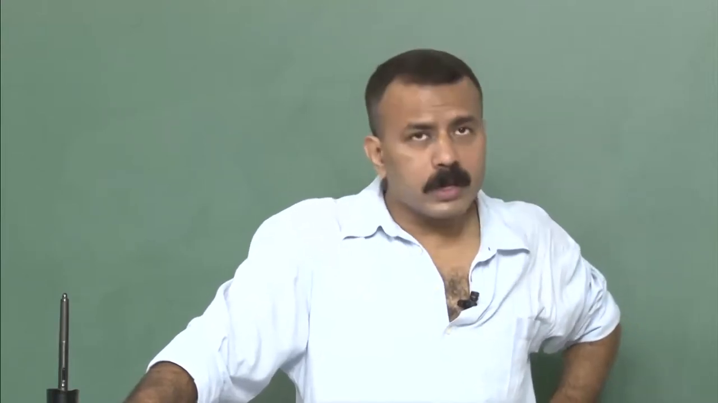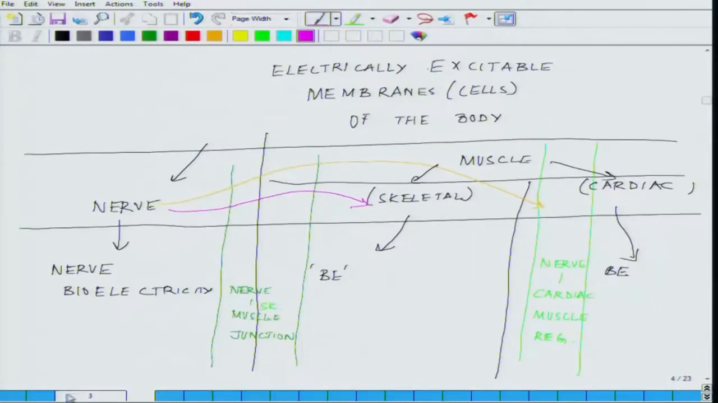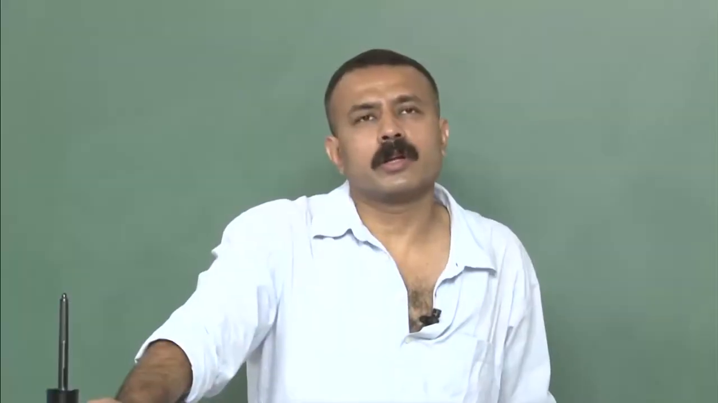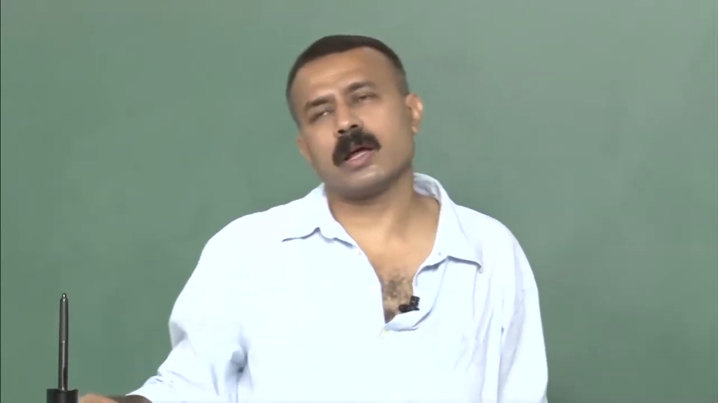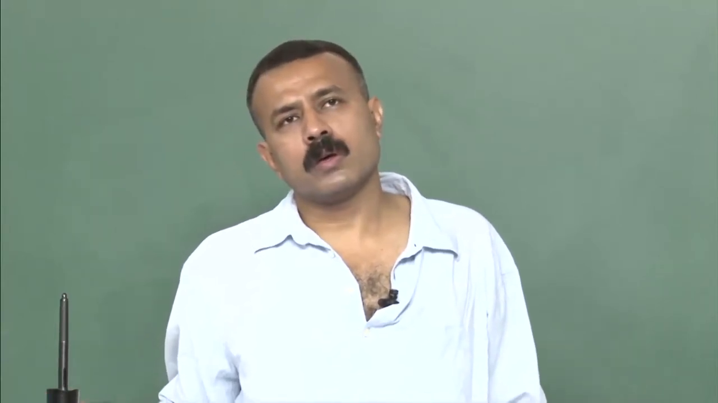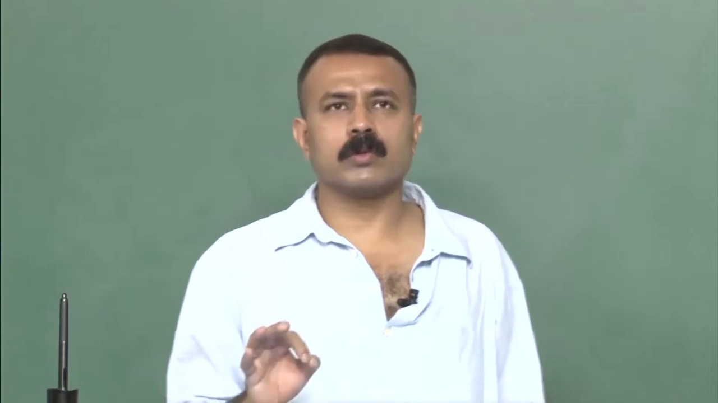And talking about its implication, if you go back out here, yeah, we have already talked about deep brain stimulation, implanting. So, these are all material things: electrode stimulation, spinal cord, retinal prosthesis, cochlear implant, sensor devices. If you look at all of them, they all need electrode materials. So, on one hand, we are dealing with a biological system, but on the other hand, you need a deep in depth understanding of material science, otherwise it is exceptionally challenging even to handle a single problem in this field.